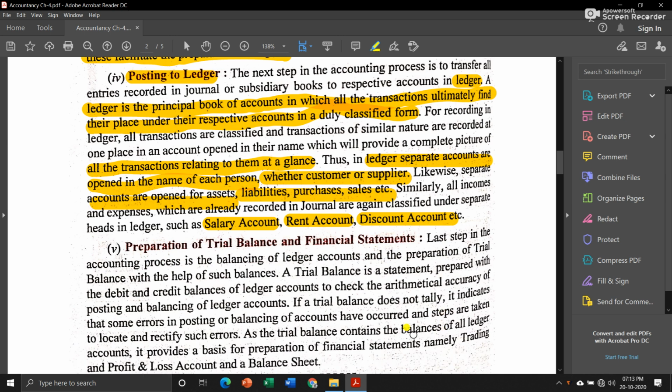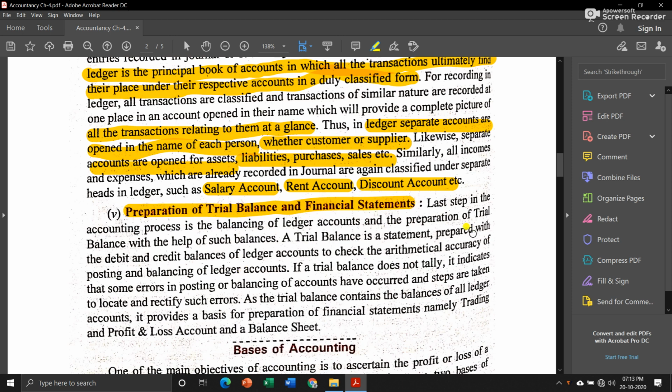Then the last step is preparation of trial balance and financial statements. Now this is the last step of accounting. In this step what we do is that we prepare trial balance and financial statements. Now a trial balance is a statement prepared with the debit and credit balances of ledger accounts.